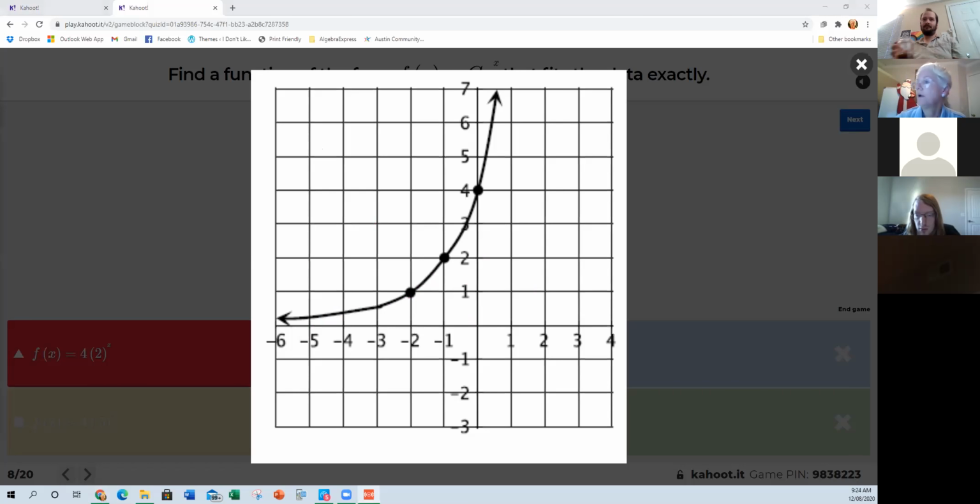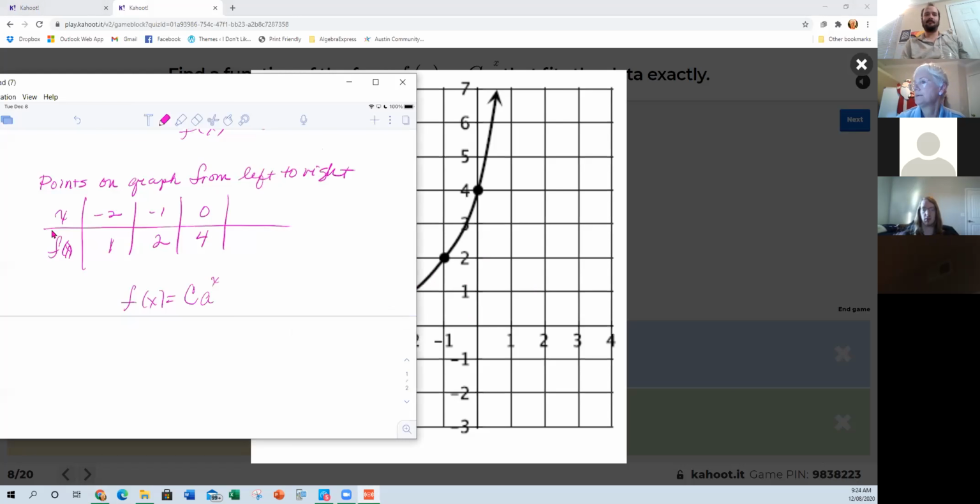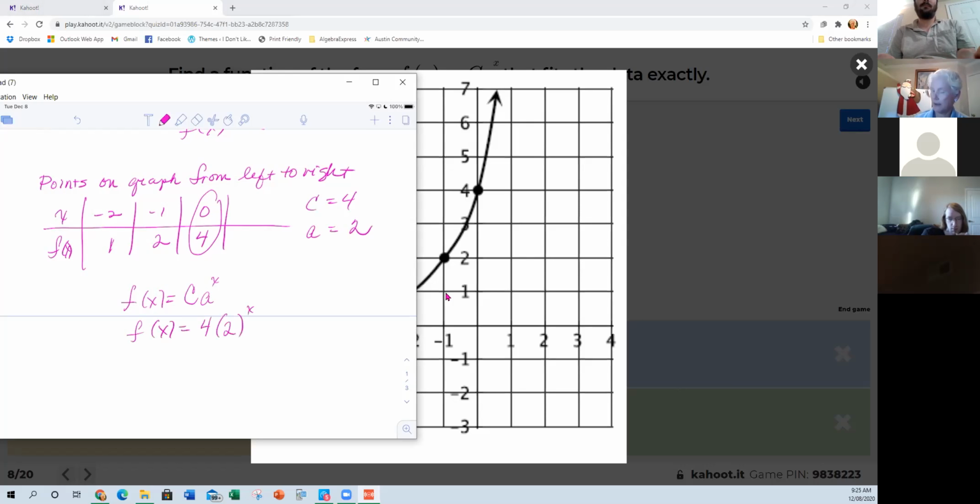So what I do is I like to just list some nice points that are on the graph. So these are some nice points that are on this graph. And you can see that your C is 4. And then your A, if you take any Y value and divide by the previous one, that would be 2. So this would be f of x equals 4 times 2 to the power of x.